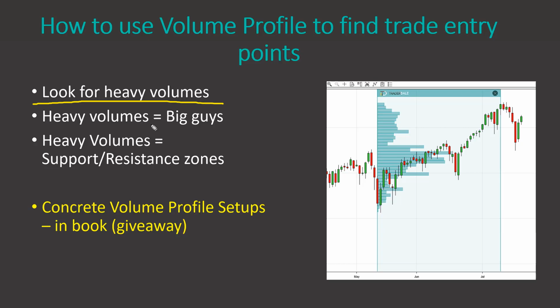All right, now just a couple of points, sort of basics, how to go about it. Look for heavy volumes, because heavy volumes are the big guys. So if you look at this picture, then volume profile shows heaviest volumes in here, in this area, right? Volume profile is the widest in here, which means that the big guys were trading there, and this is an important zone.